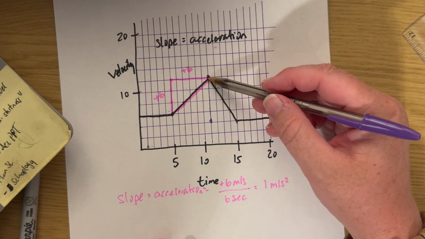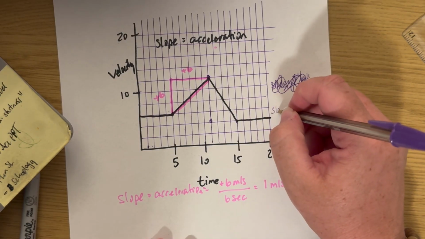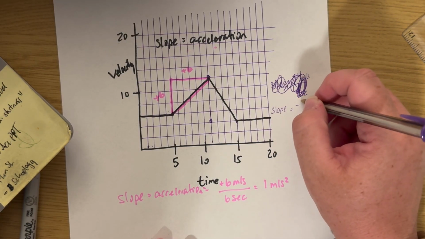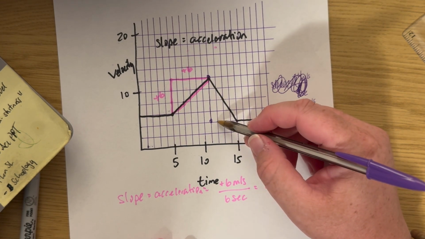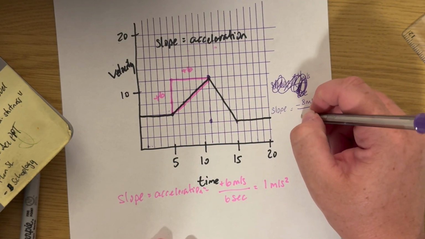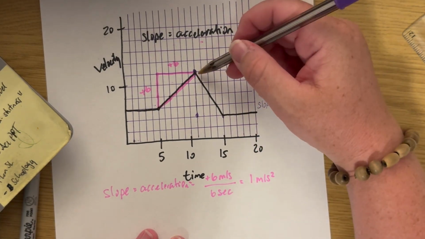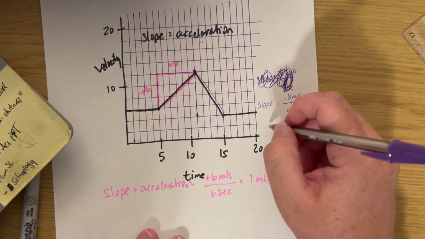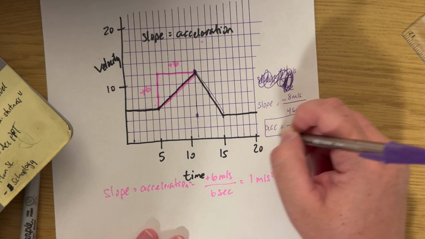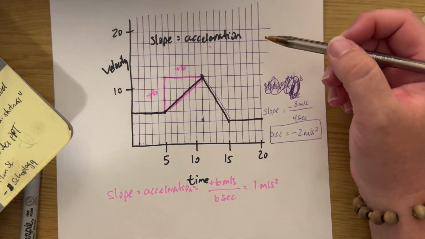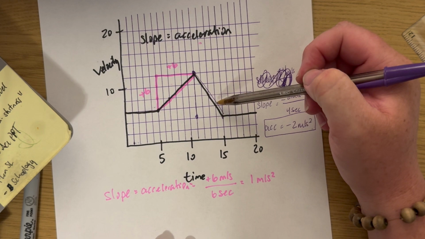When we go from here, our rise is 2, 4, 6, 8 down. So our slope equals negative 8 meters per second, and then over our time of 1, 2, 3, 4 seconds. So in this situation, when we're coming along this line here, our acceleration equals negative 2 meters per second squared. The slope is equal to the acceleration, and at that instant point, it is the instantaneous acceleration.